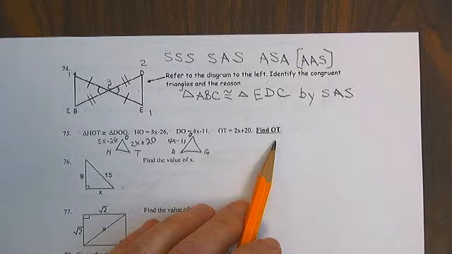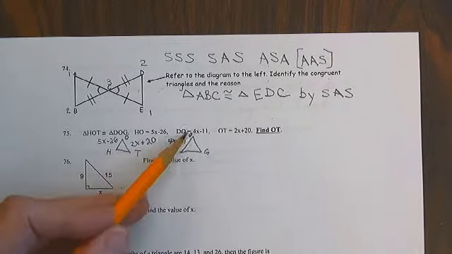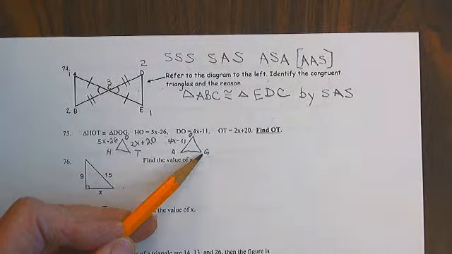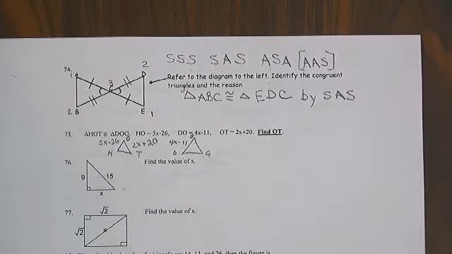Well, what do we know? We know that this triangle is congruent to this triangle. So what equation, Mr. Grandport, should I use? What equation should I use?